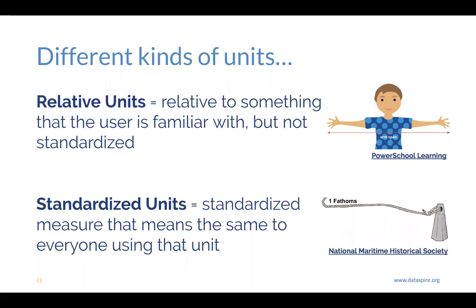For example, I could use my arm span to figure out how long my kitchen is, in terms of needing to go to Home Depot and then buy more tiles. But if my partner were to determine how long our kitchen is based off of his arm span, he would come up with a different answer, because our arm length is not standardized. It's not consistent between the two of us.